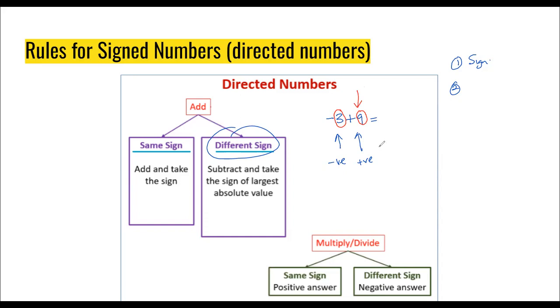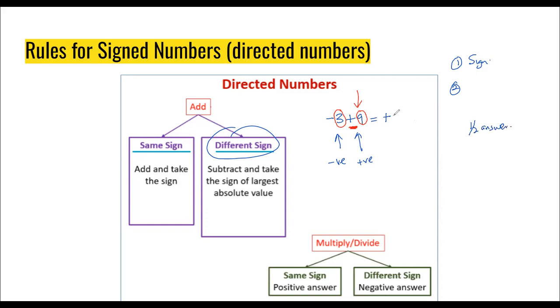Which is larger? 9. The 9 is larger. So I am going to keep the sign of the larger number. What is the sign of that larger number? The addition. Right. So we could say plus, so we could say a positive sign. So I am keeping that sign. So that's 1/2 of my answer here. So I have a half an answer so far.